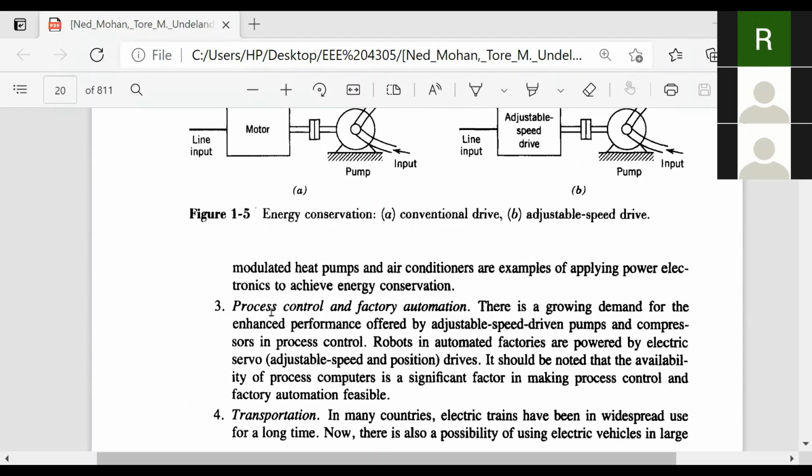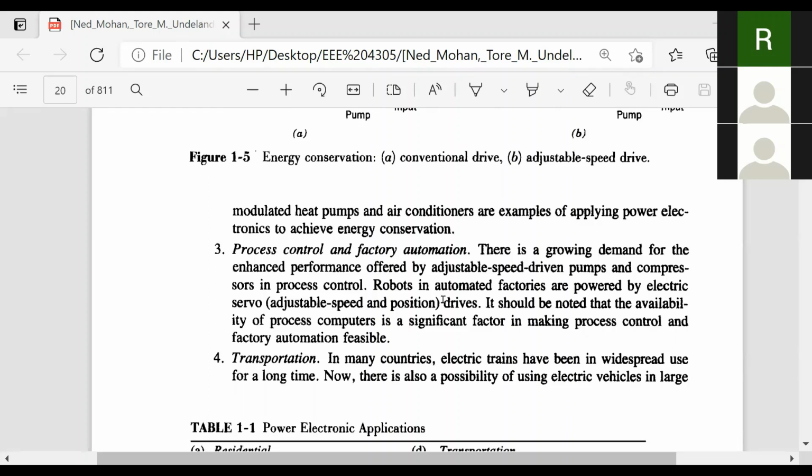Then there is process control and factory automation. Have you visited a factory, anyone? Everything is now automated, and that is the contribution of power electronics. One computer is controlling the microcontroller, and you don't need too many operators. In industry, many thousands of variable speed motors are there, and you can control these things by using power electronics. And of course, in transportation nowadays, this is very interesting.